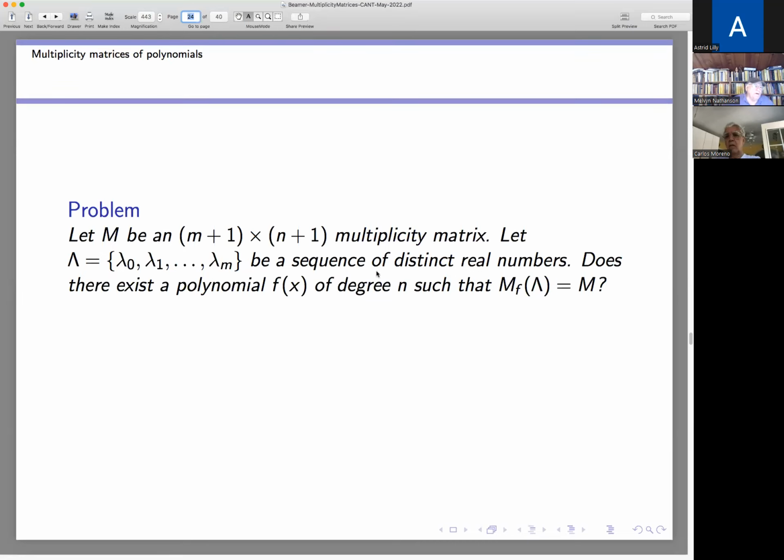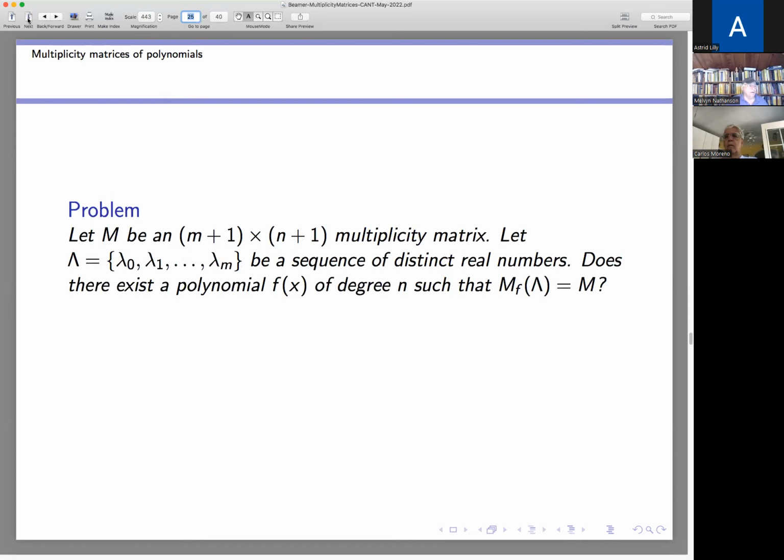Suppose you're given a multiplicity matrix. So you have these mu_ij's, and you're also given a fixed sequence of n plus 1 distinct real numbers. Is there a polynomial of degree n for which this matrix is the multiplicity matrix evaluated at these n plus 1 points?